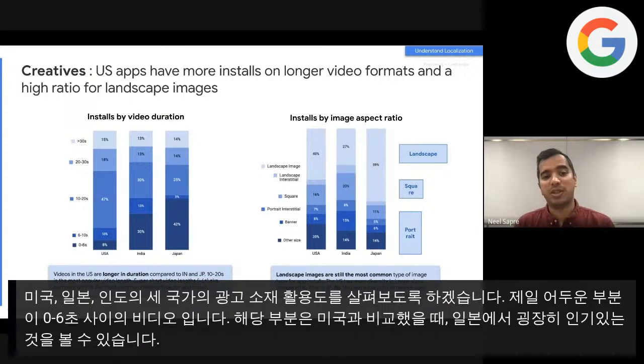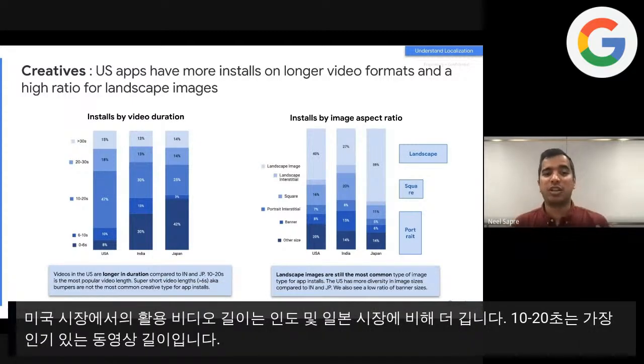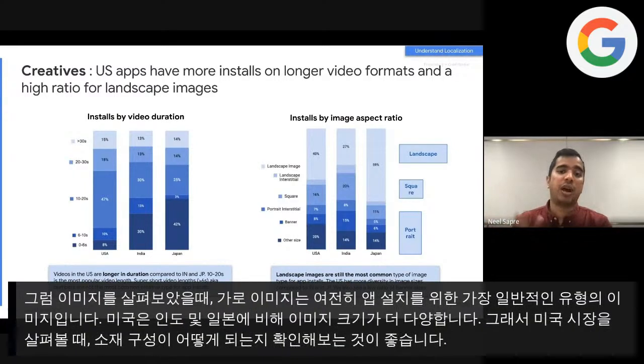Now, what is popular in the US? The portion in the middle, 47% of videos are around 10 to 20 seconds. So they are of medium length, not too short, not too long. When we look at the image aspect ratio, specifically in the US, we see a lot of the images are actually landscape, fairly similar to that of Japan. So these are interesting points when we try to look into what sort of creatives fly along in the US.